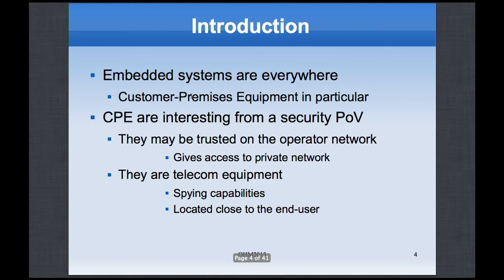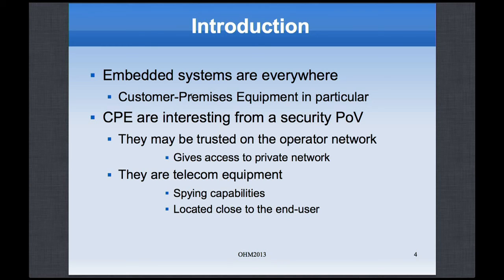Okay. So the introduction. Embedded systems are everywhere. You might know that. And here we are focusing on customer premises equipment. So it's any telecom equipment which is connected to a telecommunication infrastructure, but which is located at an end user's home or at work, outside of the telecom operator. So it's equipment you don't really own. Maybe you own it or it was lent to you, but it's always connected to a telecom operator network.